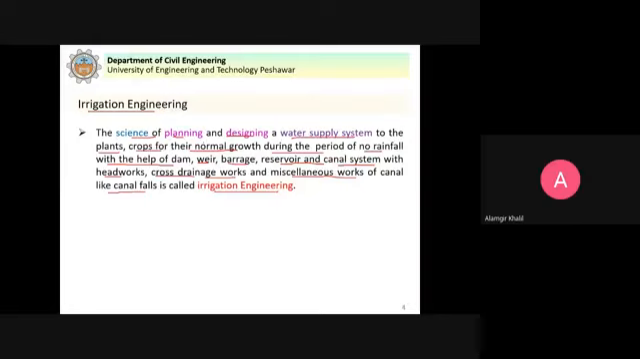You can see that with the help of dam, weir, barrage, reservoir and the canal system with headworks, cross drainage works, which we discussed: if we construct a canal and it has to carry water and it crosses a natural drain or stream, how does it have to cross? Should the canal be taken above the drain in case of aqueduct, or below in case of siphon? So these are known as cross drainage works, and miscellaneous works of canal like canal falls. When there is a drop in elevation of the natural ground surface, there we have to provide canal falls. This is known as irrigation engineering.